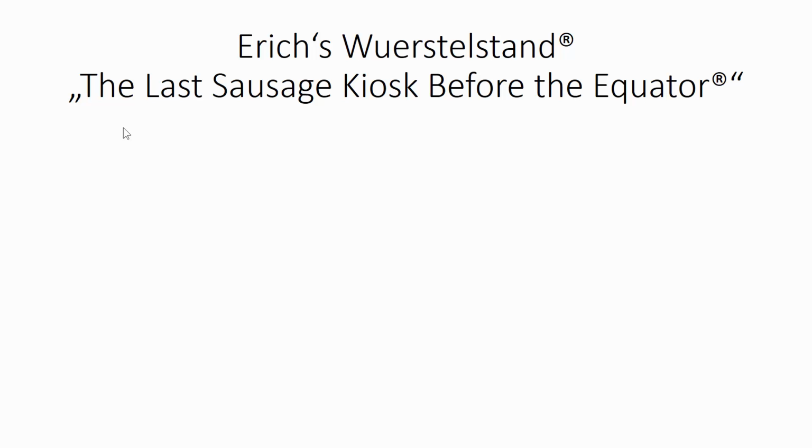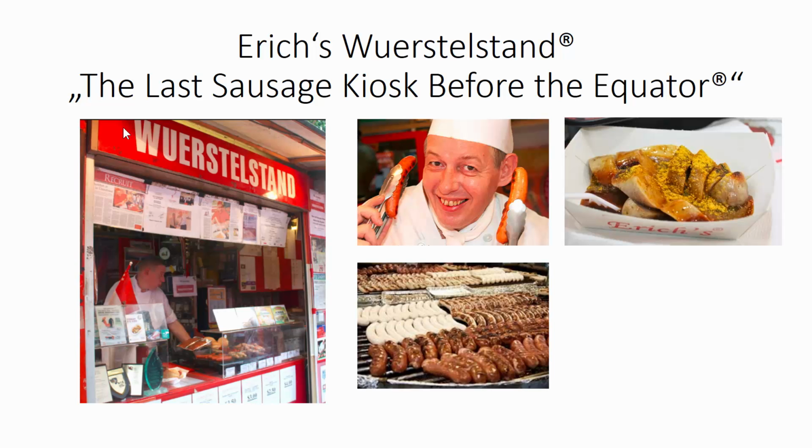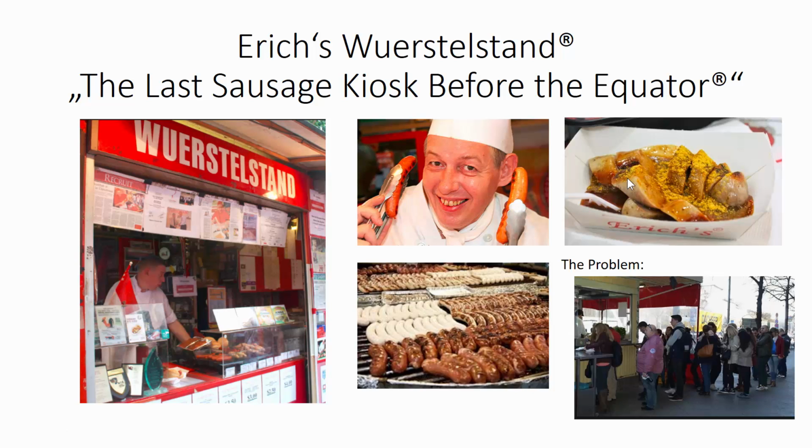Let's take Eric's Würstelstand. This is the last sausage kiosk before the equator in Singapore. Here you see some photos. In the midst there is Eric with 2 of his sausages. On the left-hand side you see a typical outlet. It's very small and he is selling barbecued sausages as you see here. One of his specialties is the currywurst. The currywurst is shown on the top right of this page. You see here Eric's trademark and the currywurst cut into little pieces with gravy on it and also with some curry powder.